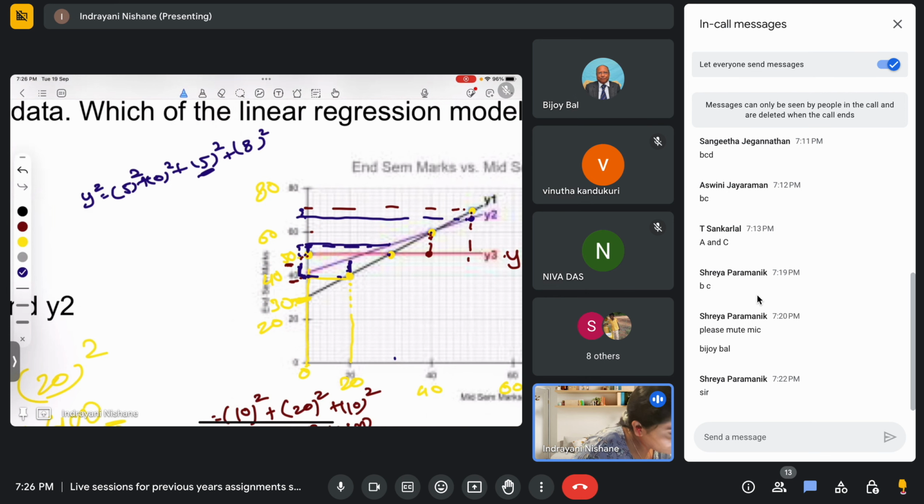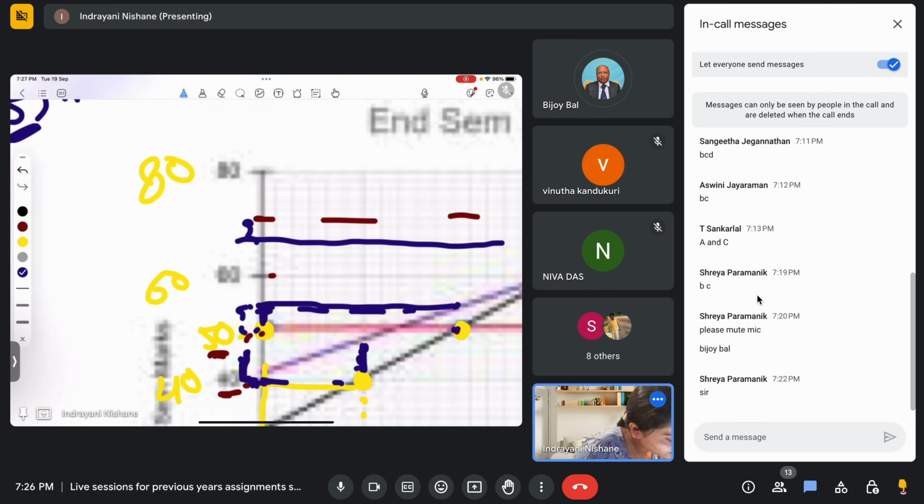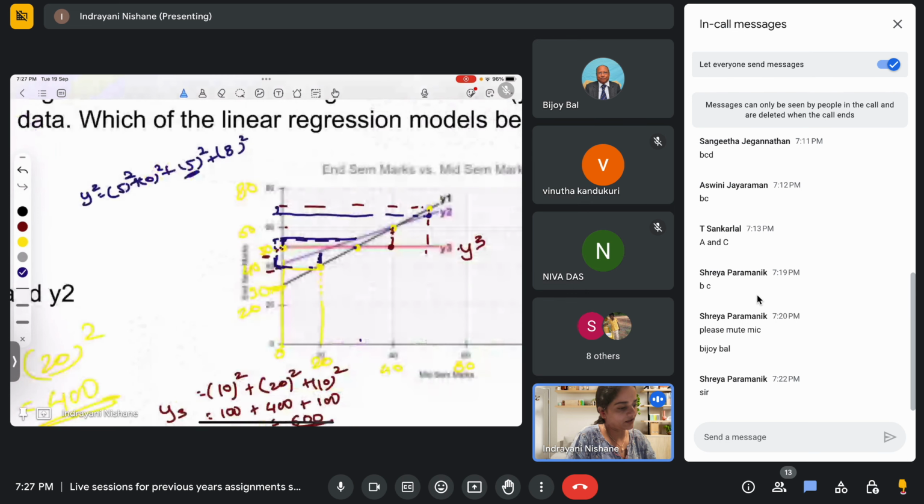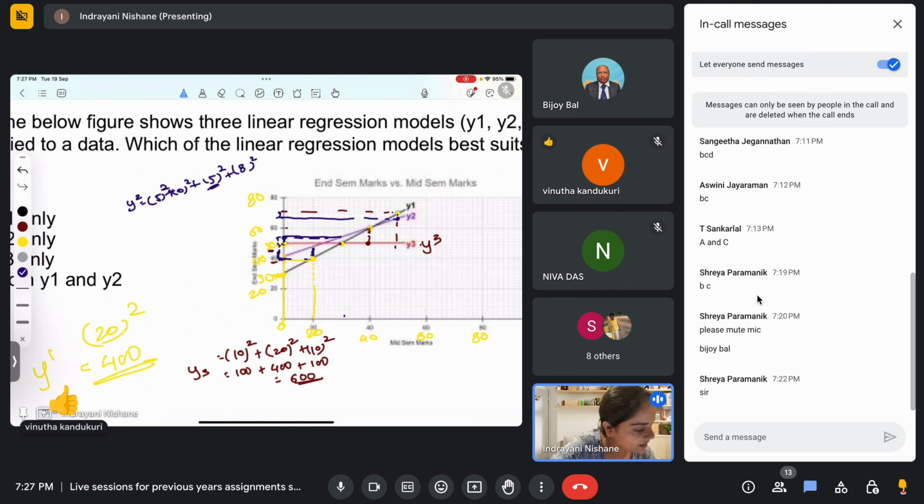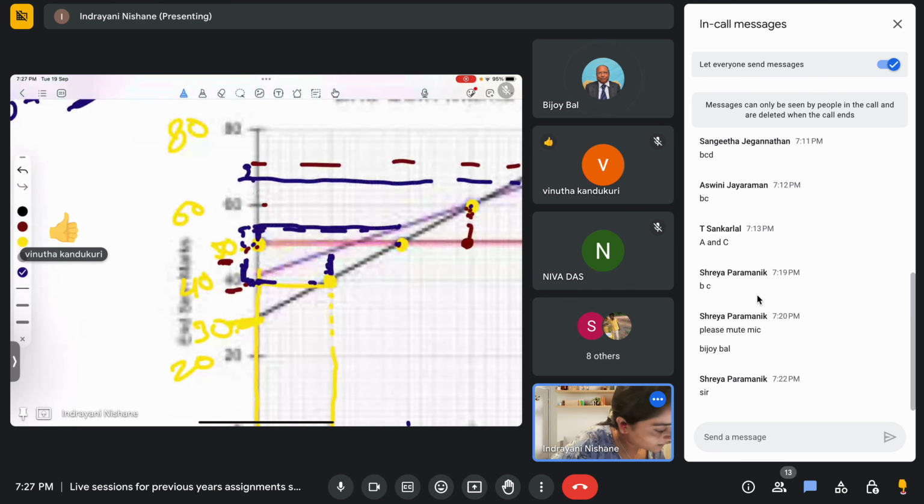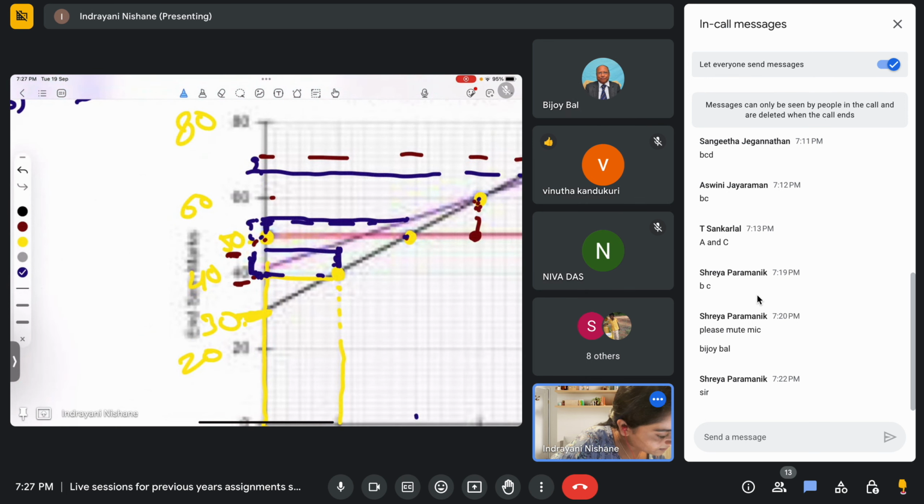So is this 5 correct? 5 seems to be correct. Because I had zoomed in, somehow that distance seemed like 20. Yeah, you guys are right. It seems to be 8, this difference.